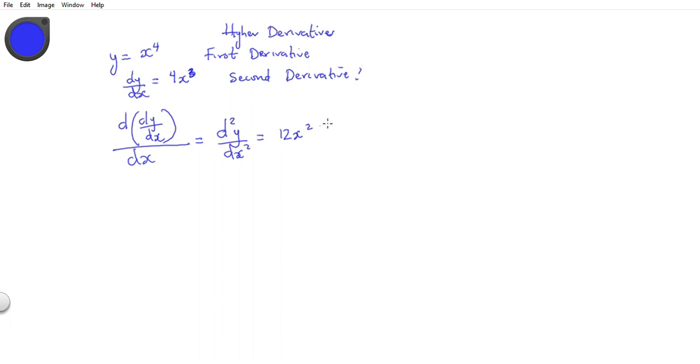Good. Now what of the third derivative? That's d cubed y over dx cubed, and that's differentiating again, that's 24x. The power is 1, we don't need to put 1, and so on and so forth. So that's just higher derivatives. There's nothing so special about it.